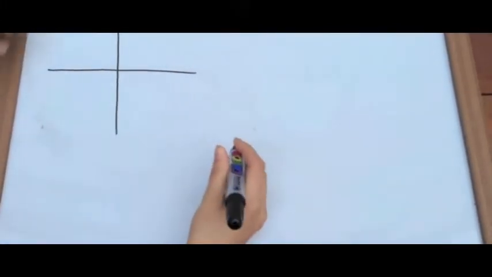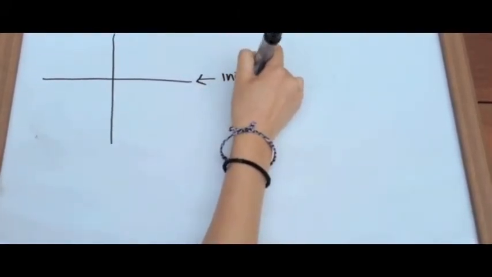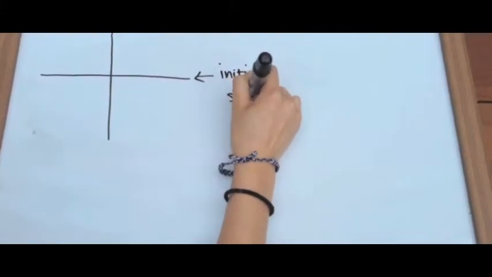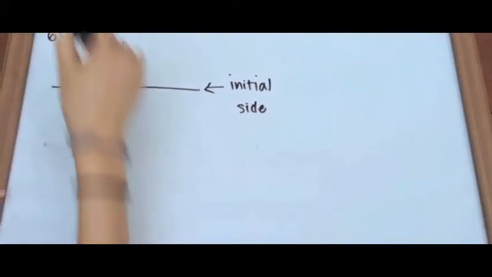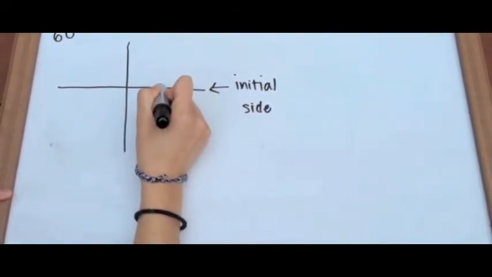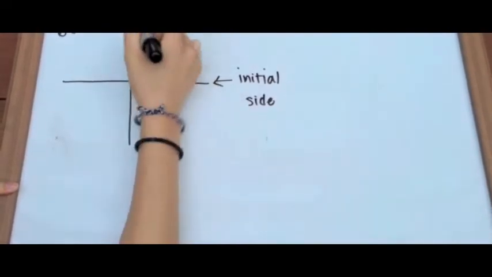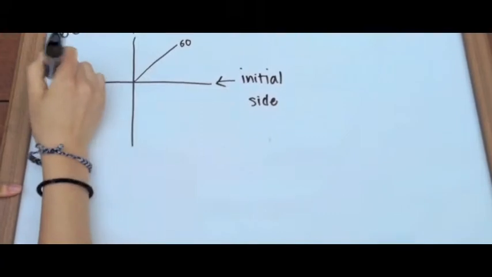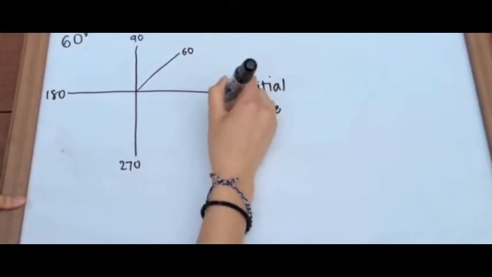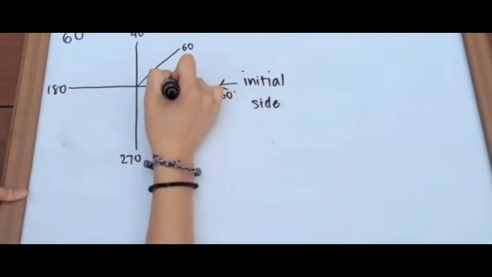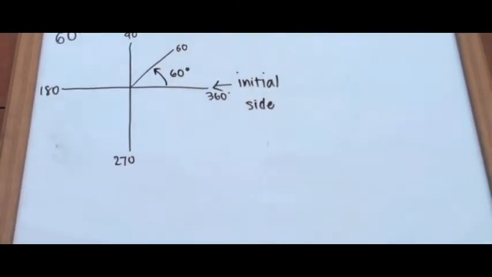Whenever you draw an angle, you always draw the two lines, and this will always be your initial side. For example, if we're drawing a 60-degree angle, you always start from the initial side and you approximate 60 degrees, which will almost be here. This is because this will always be your 90 degrees, 180 degrees, 270 degrees, and 360 degrees. After you draw the angle, you draw the arrow to indicate that you have drawn your 60-degree angle.